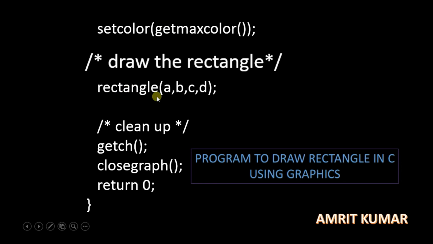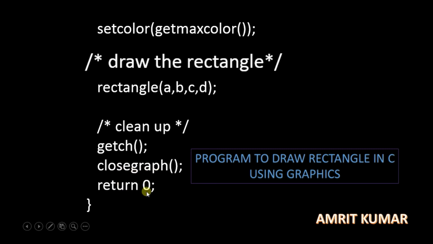After that I am using the rectangle function. You can see here I am using rectangle(A, B, C, D). So this is going to draw a rectangle, because with the help of this function we can draw the rectangle. Then after that I am cleaning up everything here, with the help of the getch function and the closegraph function. So this is going to help to close the graphics in C language.